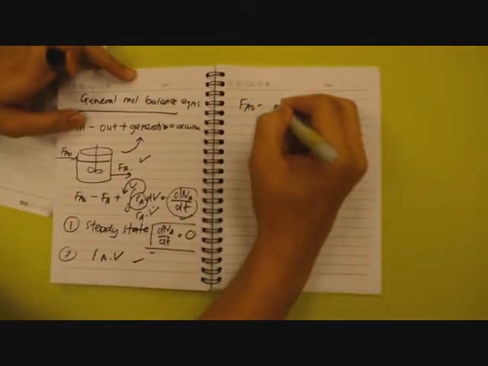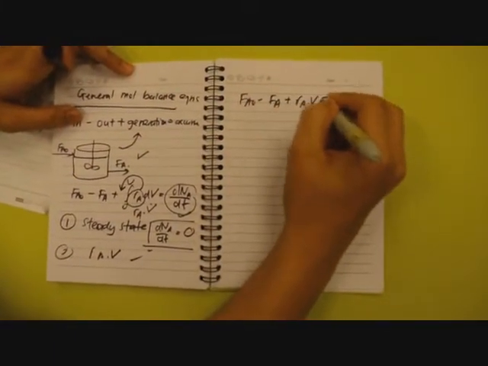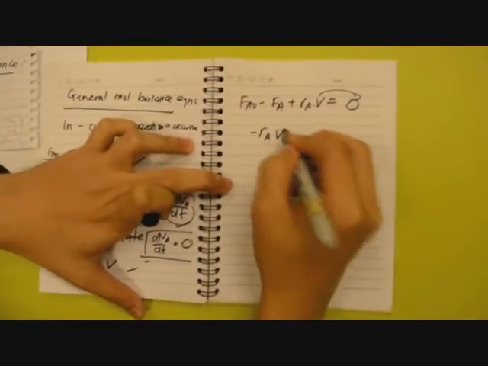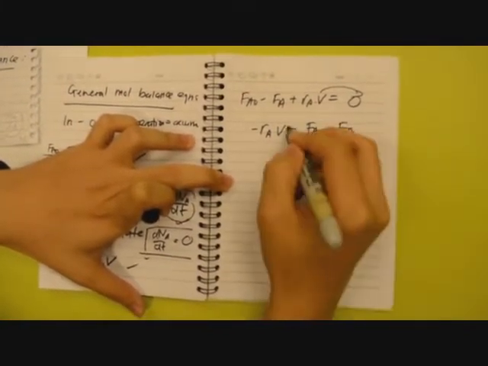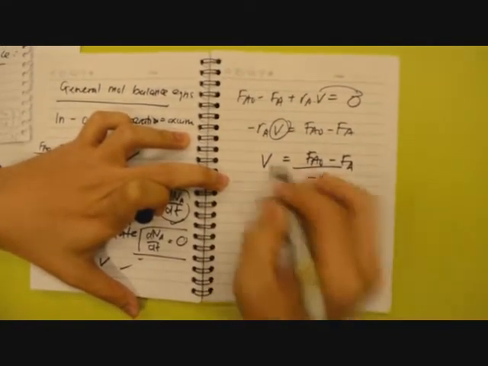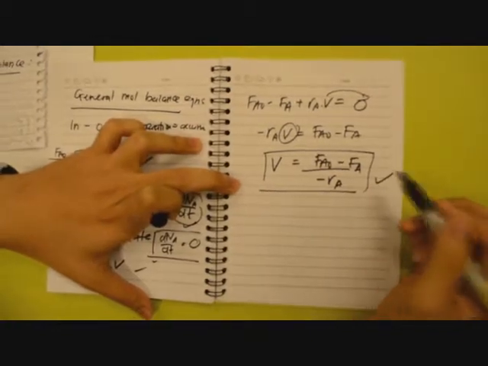So we put these two values back into the equation. It becomes FA0 minus FA plus RA V equals 0. When you rearrange, taking it to the right hand side, it becomes negative RA V equals FA0 minus FA. With V as the subject, V equals (FA0 minus FA) over negative RA. This is basically your equation for the volume of the CSTR.